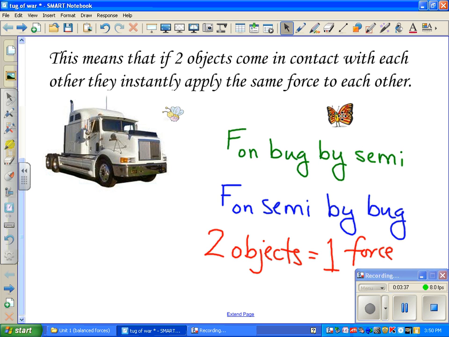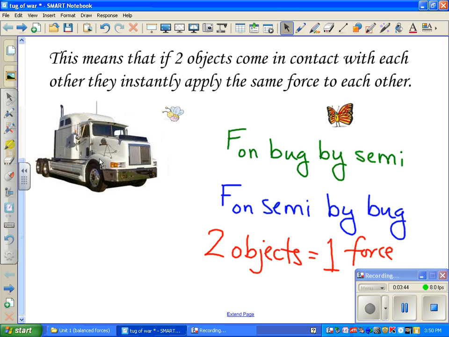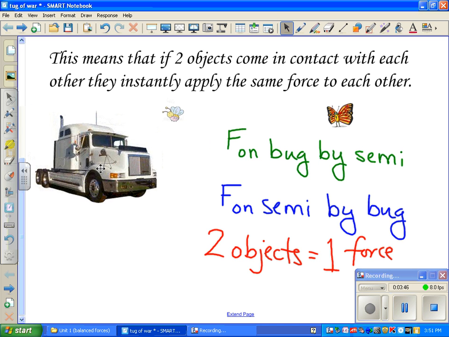So the question is, which hit each other harder? Well, they hit each other with the exact same amount of force. The only difference is the semi is freaking huge. So when it hits that bug, the bug will obviously go splat. So the result of this force might be something different. We have a dead bug. Checking out the autopsy photos, it's dead. Semi seems to be fine. So you've got a dead bug and a fine semi because the results of that force could be totally different.